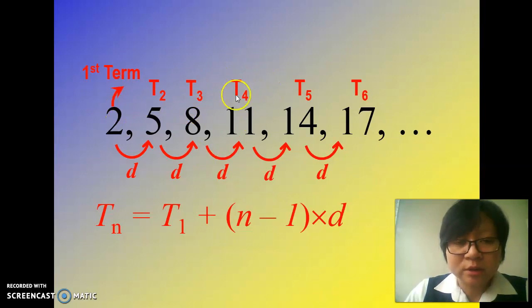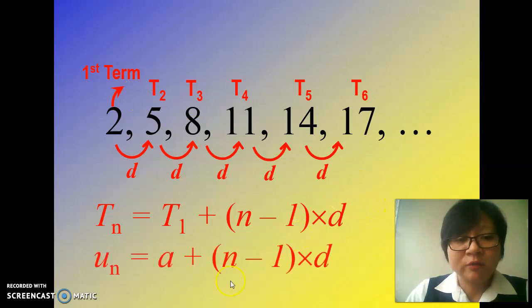To find the fourth term, you need to add 3 times d to the first term. To find the fifth term, you need to add 4 times d to the first term. To find the sixth term, you need to add 5 times d to the first term. That's where this formula comes from. Here's another formula with different symbols like this one. They are the same. The nth term is un, and the first term is a. They are the same, but I'm going to use this one.